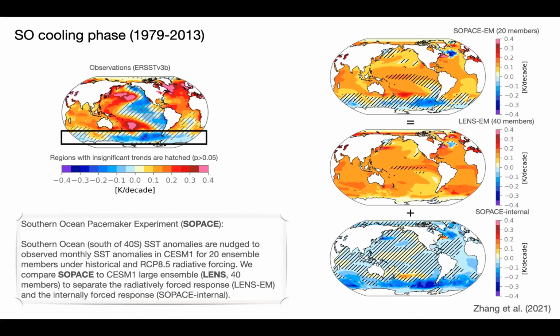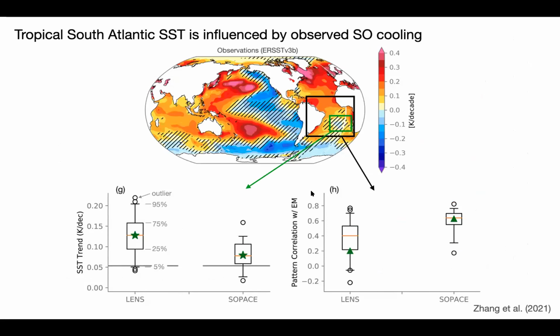So of course, we don't expect the ensemble mean to match observations because the ensemble mean doesn't show the internal variabilities which the observations have. So one way to compare them is to look at the spread across the ensemble members. And the bottom line is that including the Southern Ocean cooling is giving us a better match with the observations, both for the tropical South Atlantic mean SST trend. So here the gray line is representing observations. So the distribution of SO pace is shifted closer to the observations than the large ensemble.